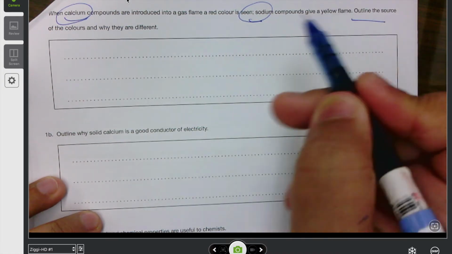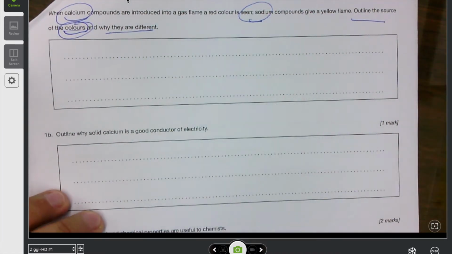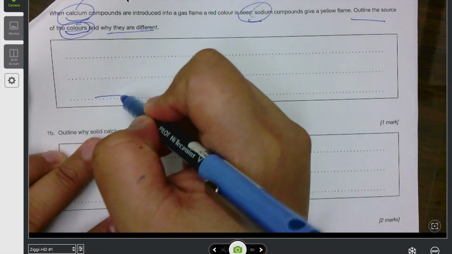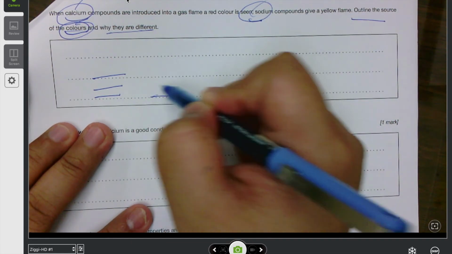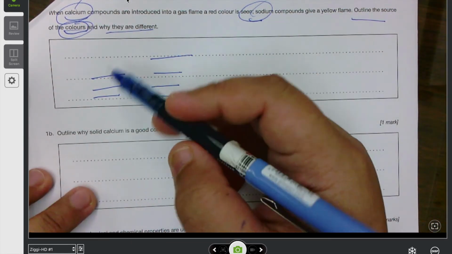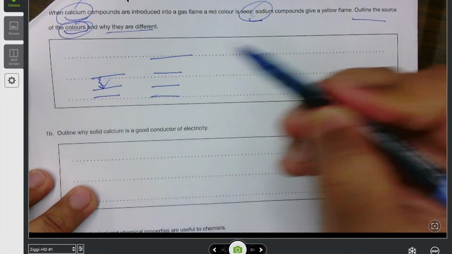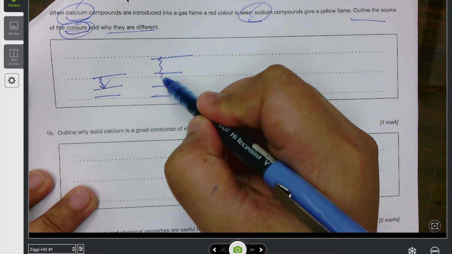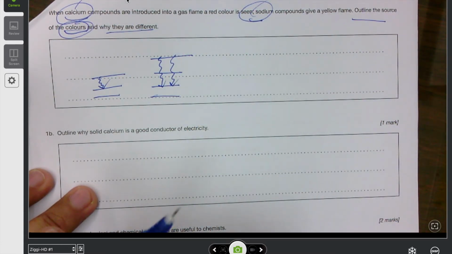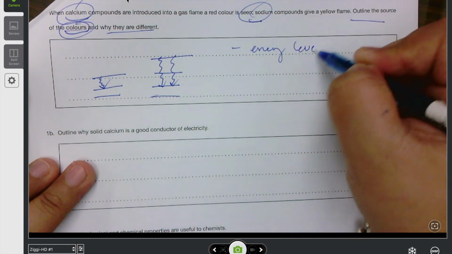Why are the colors different? Sodium and calcium. 1, 2, 3, 4. So sodium having 3 energy levels, what will this emit? And what will this emit? Why are the colors different? First answer, they have different energy levels.